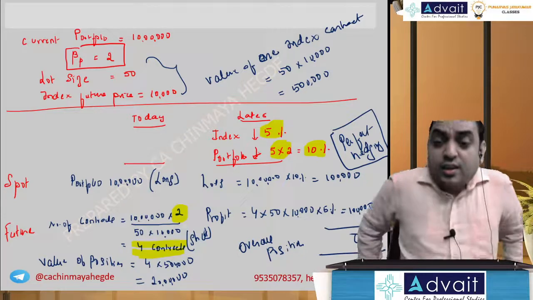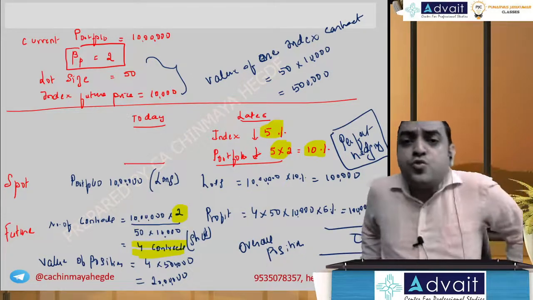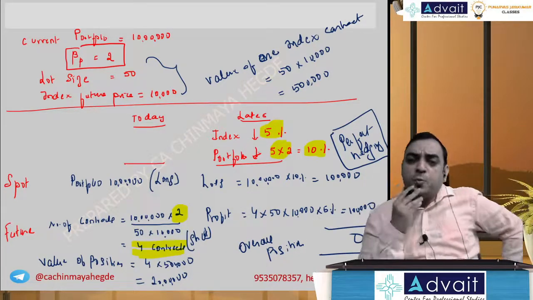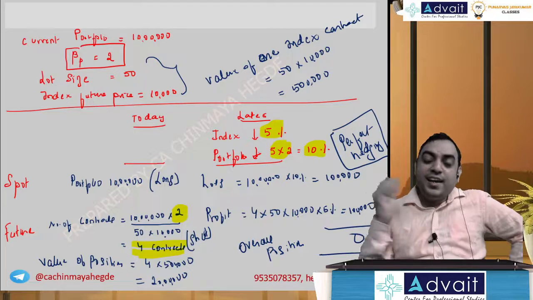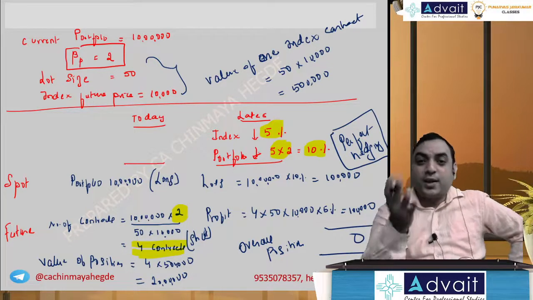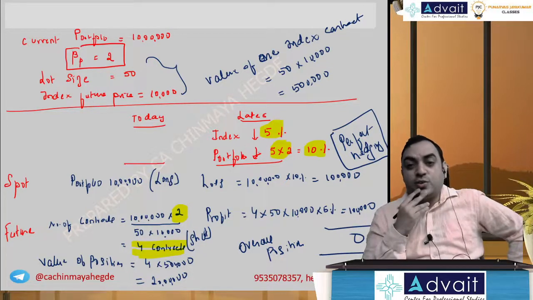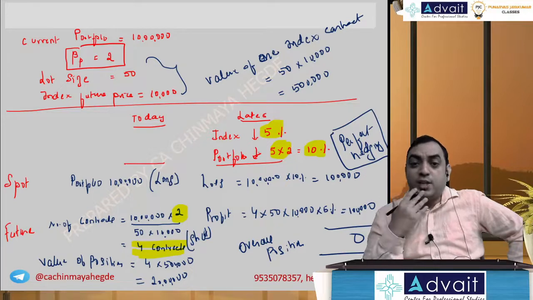Also, some people argue like this: why should I do perfect hedging if my overall position is zero? If I want zero profit, zero loss, I'll not go to the stock market. I will sleep at home easily. I will not come to this class. I'll take rest outside. Why should I come to this class and listen to these boring lectures, torture?